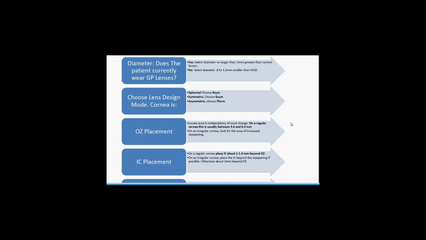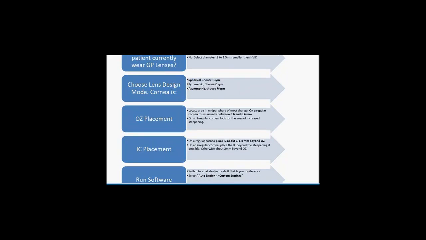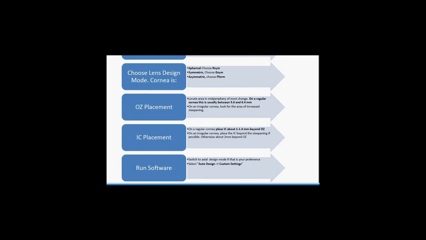Optic zone placement. Where are we going to place the OZ? On a regular cornea, it usually goes between 5.6 and 6.4. And on a regular cornea, it's not going to make a huge difference in the contact lens design. It's more in the advanced cases where you really want to be a little more precise about where it goes. And on an irregular cornea, you simply look for the area of increased deepening.